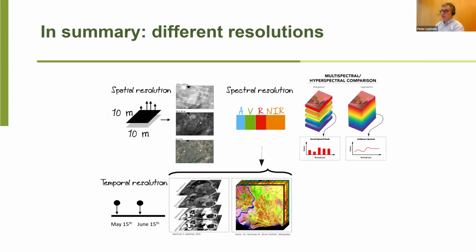So in summary, we have different resolutions. We have the spatial resolution of a raster, can be very fine, very detailed with UAV data, or very coarse, but overviewing a region with satellite data. We have the spectral resolution. So how fine, how many spectral bands can you distinguish? With a multispectral camera, it's limited to 5 to 10 bands for one sensor.